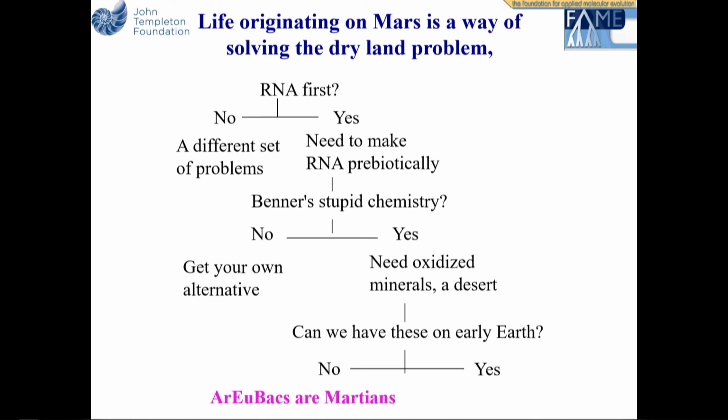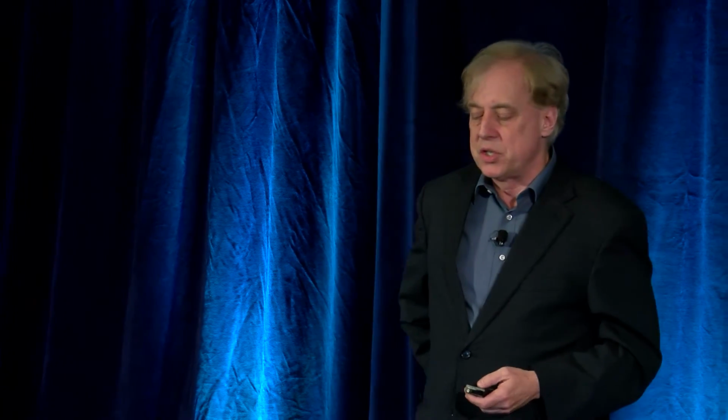If the answer is yes, you need oxidized minerals, maybe a desert, dry land. Can we have dry land on early Earth? Well, here's the point. Some people say no, the early Earth was a water world. There was no dry land. And that's why you have to go to Mars, because everybody agrees there was always more dry land on Mars. But if you don't accept that, if you think there's some dry land, then you don't need to go to Mars. You can have life here on Earth. So Mars is unnecessary if the Hadean had adequate dry land.